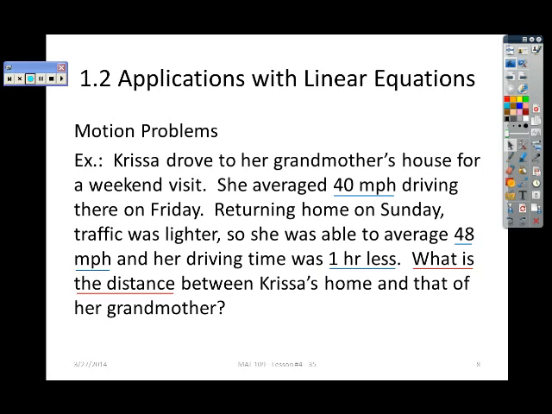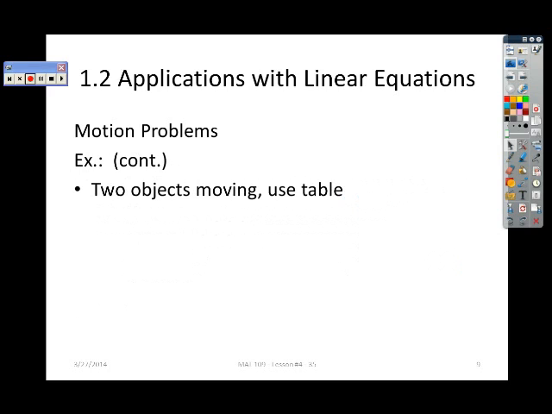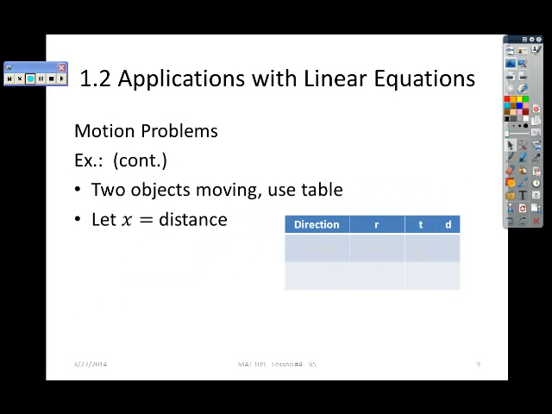Those were rates, right? Those are speeds. So we have numbers we can put into that rate column. And which one goes where? 40 up here. So we can fill that in. Given to us in the problem, no question.